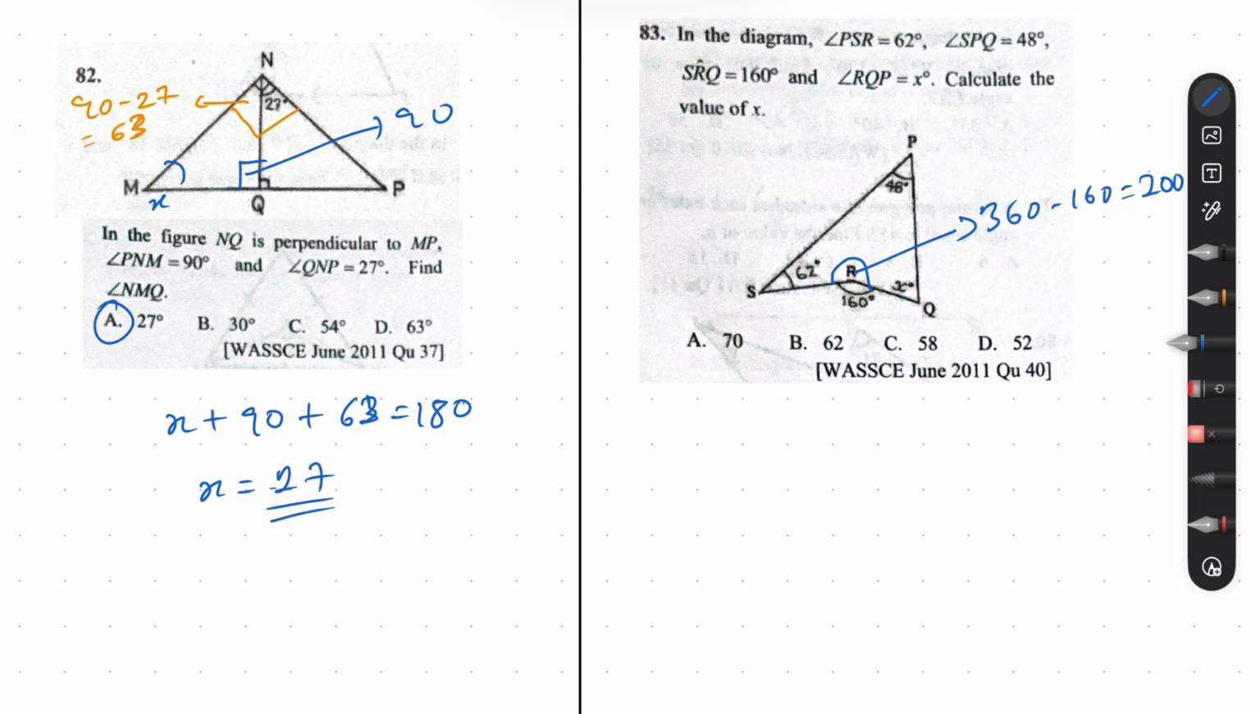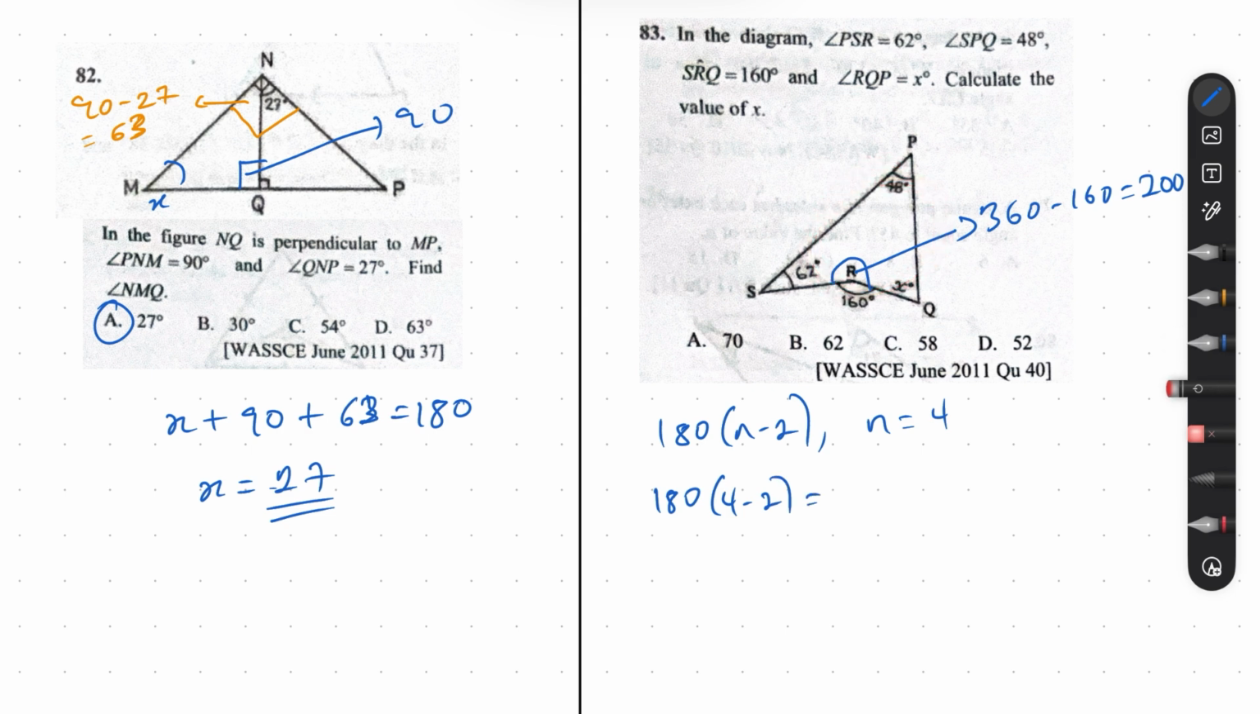Now when we add all the interior angles, we should get the sum of interior angles. We know the formula is 180 times n minus 2. In this case, our n is equal to how many sides? 1, 2, 3, 4. So our n is equal to 4. So we input n equals 4 into this. So we have 180 times 4 minus 2 is equal to the sum of all the interior angles.